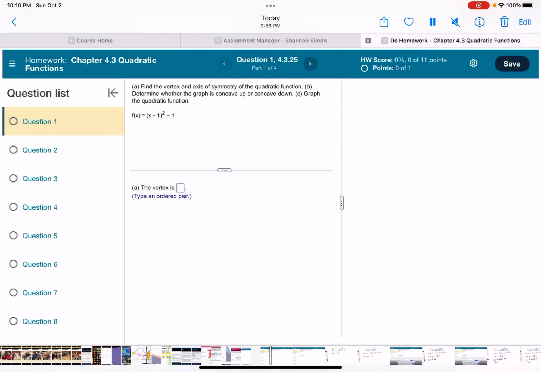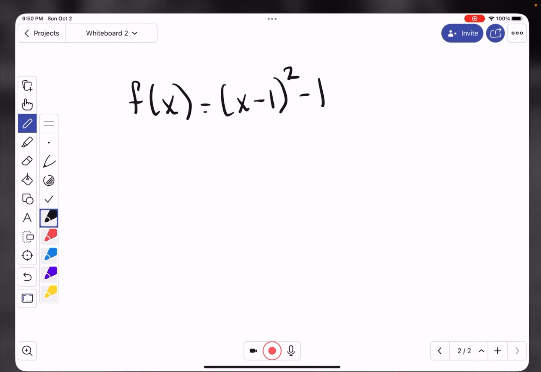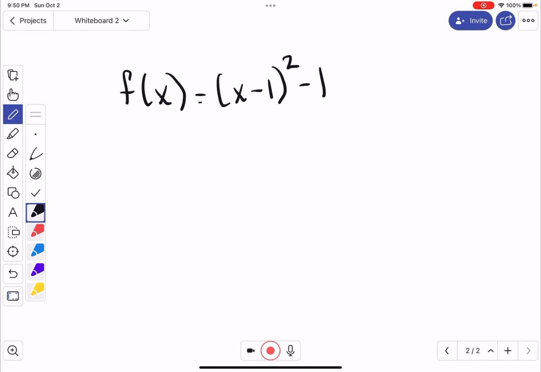So in this video, what I want to do is show you how to use MyMathLab to do one of these quadratic problems. This particular problem is asking you to find the vertex and axis of symmetry for the quadratic function given. And then there are other parts where you have to use the characteristics that we learned in our notes, so you can determine whether the graph is concave up or concave down, and you're going to eventually graph the actual quadratic function.